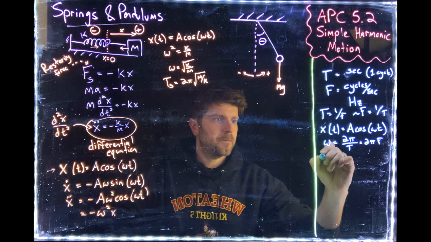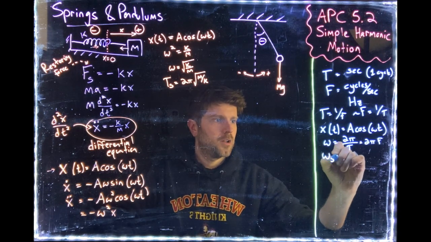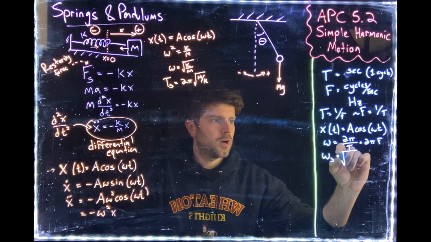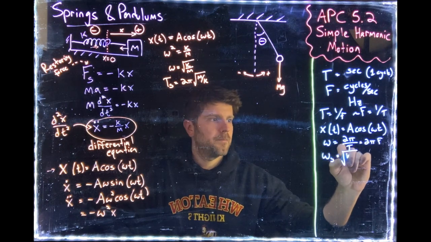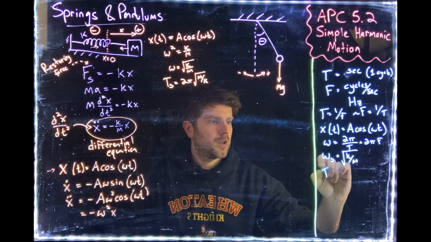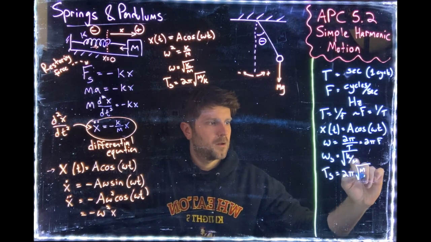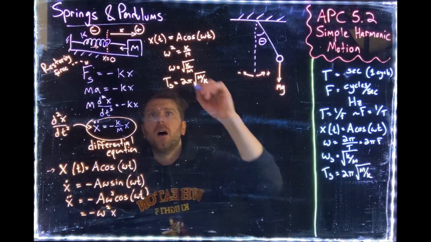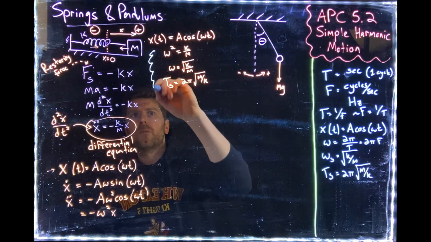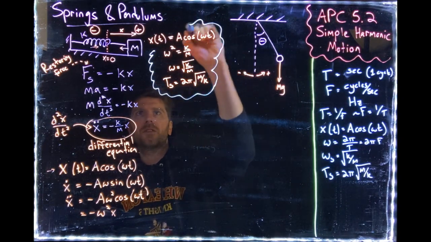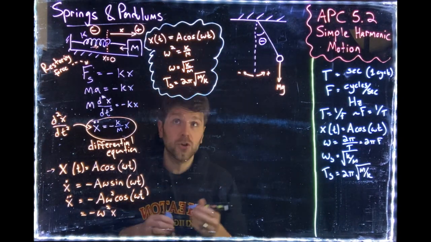So for a spring, the omega for a spring is root k over m, and the time period for a spring is 2 pi root m over k. Why is this so important? Well, first of all, we've just found some important things about springs, and certainly we'll use these equations a whole lot.